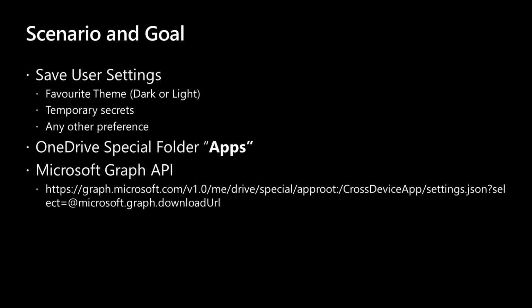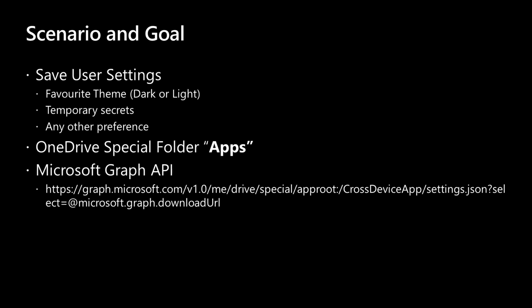What I'm going to demo here is a SharePoint Framework solution. It's a web part, but of course, using Microsoft Graph API, you can use any other kind of web application that you can integrate in Microsoft 365. Now, as I said, I'm going to save user settings in this special folder called Apps in OneDrive. How can we do that?